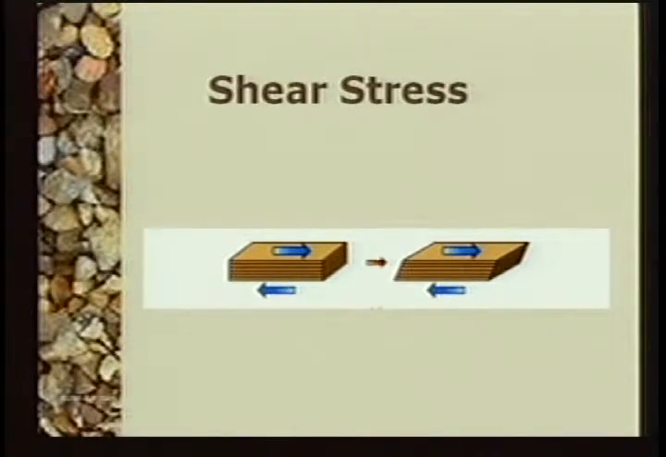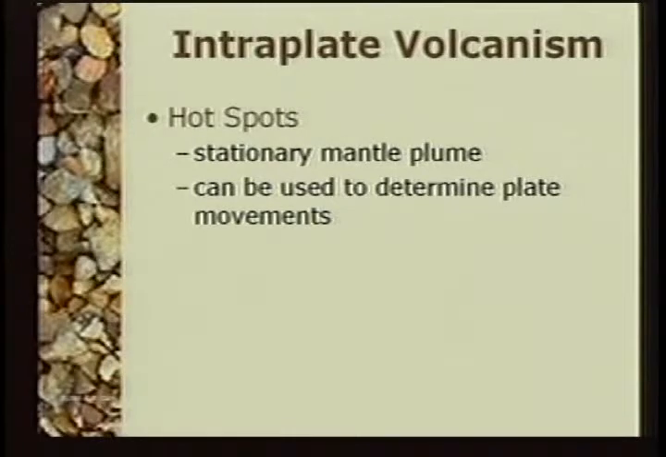Shear faulting. Okay, intraplate volcanism describes tectonic activity that is not associated with a plate boundary. We have three types of plate boundaries: divergent, convergent, and transform. And yet we see things like volcanoes, volcanic activity, in the middle of a plate. This can be explained by intraplate volcanism, or more commonly called a hotspot.